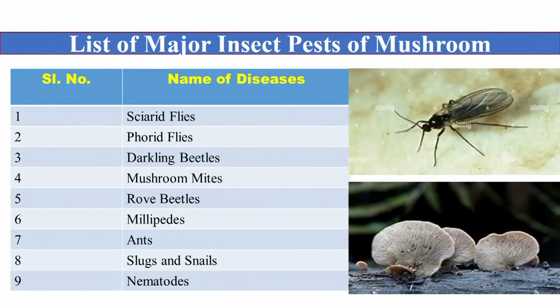Dear learners, this is the list of insect pests of mushroom: sciarid flies, phorid flies, darkling beetles, mushroom mites, rove beetles, millipedes, ants, slugs and snails, as well as nematodes. These pests can harm or damage the mushroom crop at any stage, like the bed preparation stage, as well as the growing crop condition.